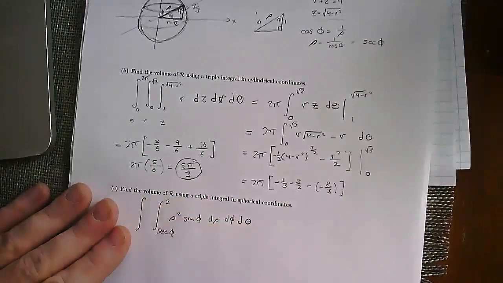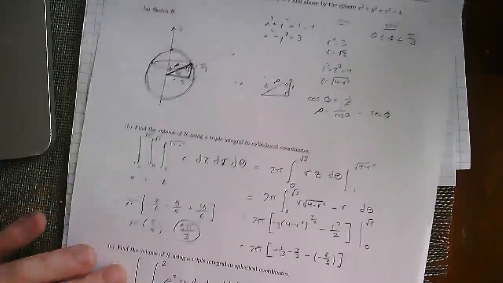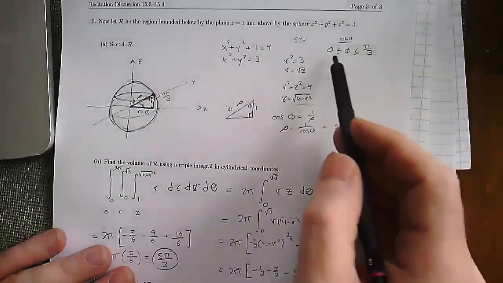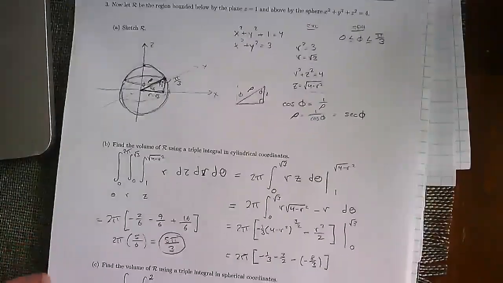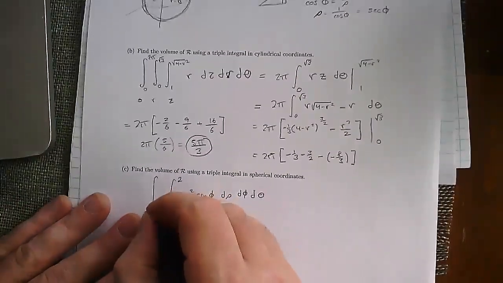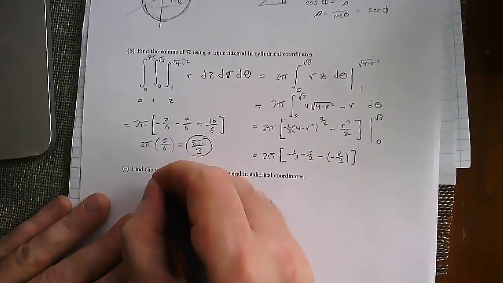And let's see, next we'll look at phi. So we did rewrite our inequality here. Phi should vary between 0 and pi over 3. So 0 to pi over 3.